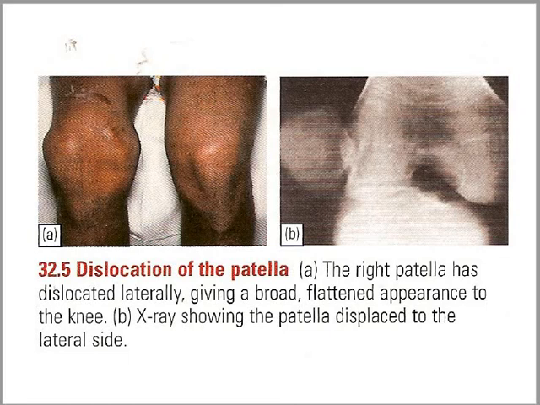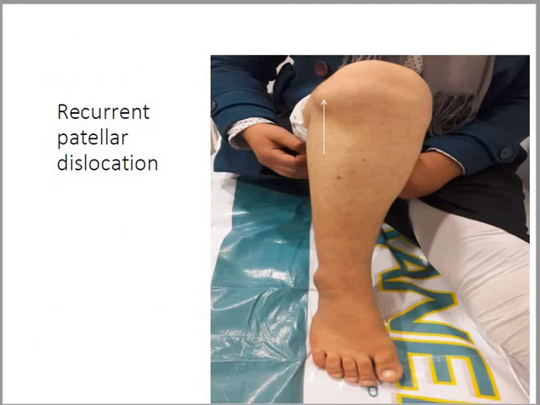So next slide, you see this is a patient with his right patella outside, different from the patella on the left side, and the X-ray shows the patella on the side of the knee joint. This is how you see it in X-ray too. Next, see this is a young lady with recurrent dislocation of the patella. See the arrow is indicating towards the patella.